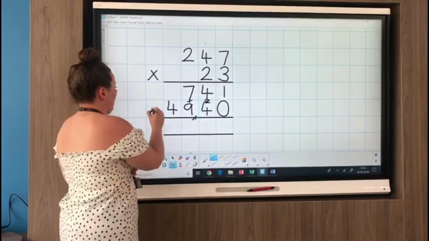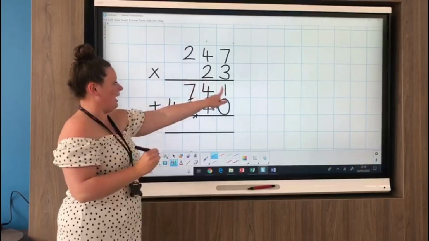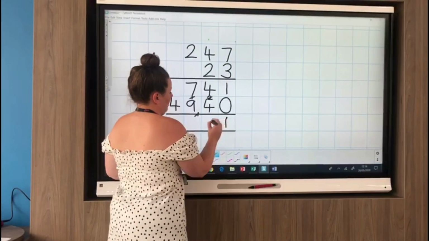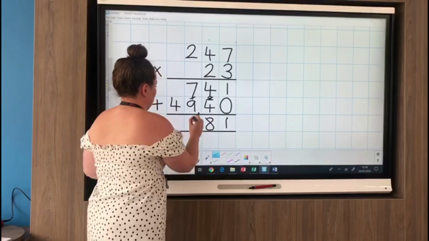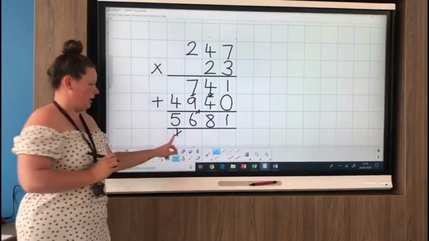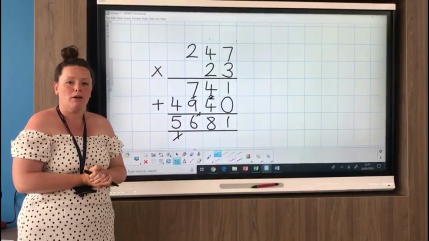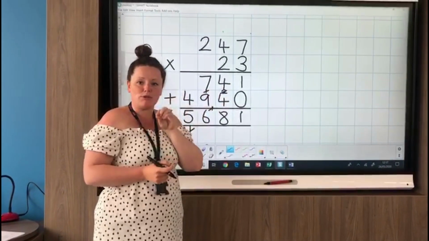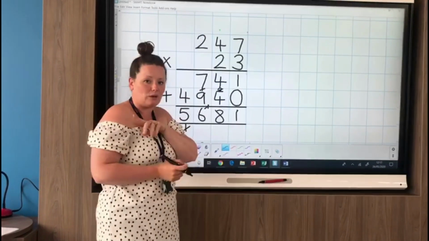And then to get our final answer we need to add these two numbers together. So 1, 8, 16 and 5, remembering to add that 1. Okay, don't forget year 6, do not forget that 0. If you need to put it in first to help you, that's fine, you can do it that way.